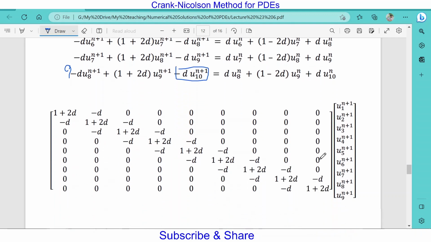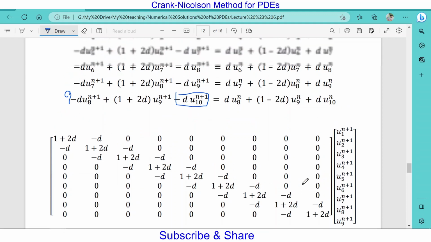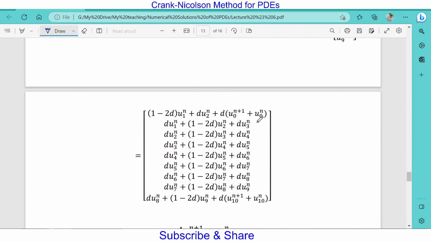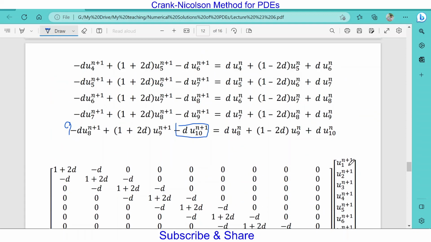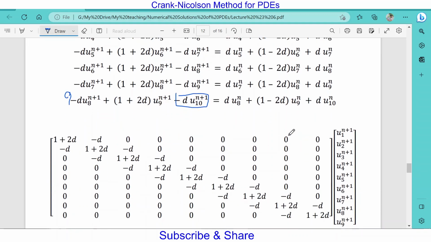And then we will form the system going from u1 n plus 1 to u9 n plus 1, and this will be a tridiagonal system. On the right hand side you can see that this came from the left hand side, and also this came from the left hand side, and all the other values came from here.